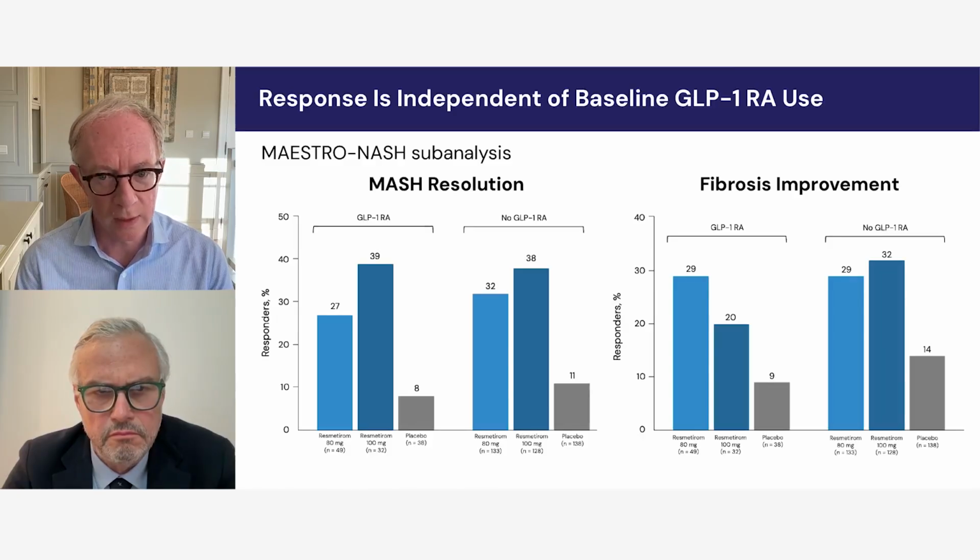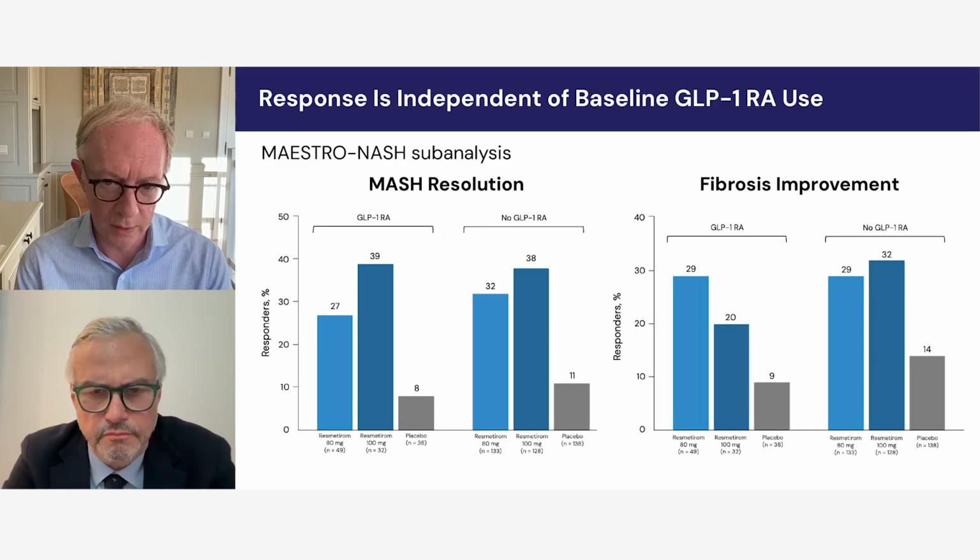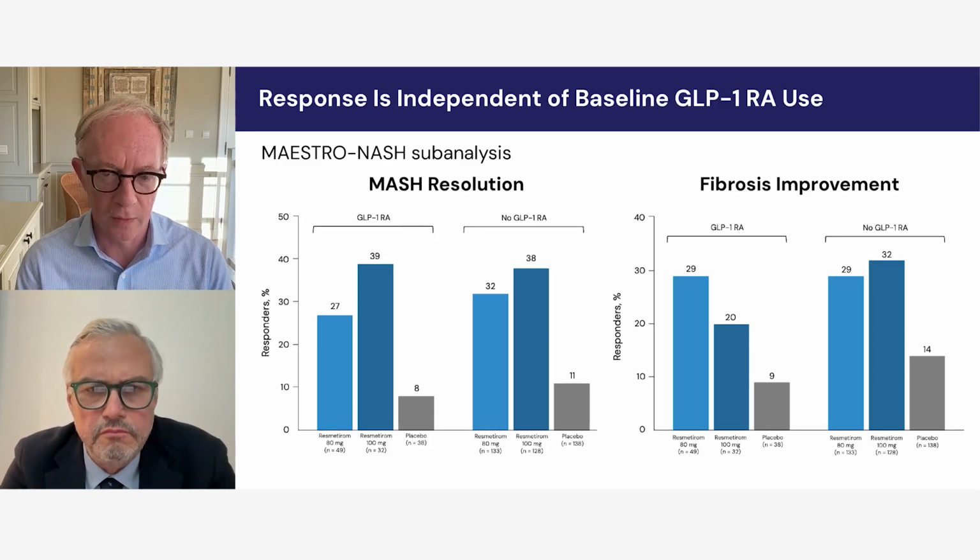Also important, in real life, there's already GLP-1 receptor agonist treatment for diabetes, for obesity. In the MAESTRO-NASH trial, we looked at the potential impact of that on the treatment response, so comparing patients with background GLP-1 receptor agonist therapy for diabetes or the absence thereof. And as you can see, both for the MASH resolution and the fibrosis improvement endpoint, both those groups, whether being on a GLP-1 receptor agonist or not, showed similar trends in terms of response. So basically, that background therapy did not have an impact on the response rate.